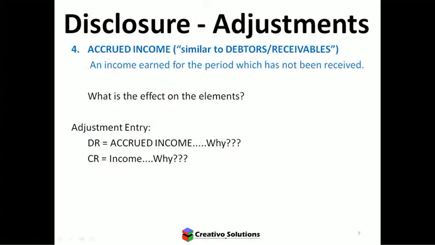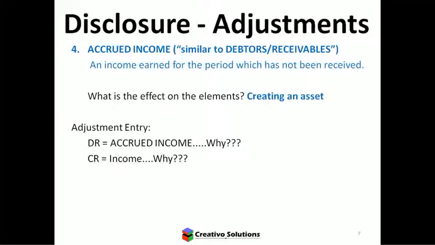We have accrued income here, and the key note is similar to debtors or receivables. That's the best way of remembering what debtors is. Think about it as income that you've earned for the period that hasn't been received. So what effect are you going to have on the elements? Well, let's think about this. You've earned something that you haven't received. Does it meet the definition of an asset? Well, yes. It's a resource you control that's going to give rise to future economic benefit. So now we know what the account is. Accrued income is an asset.